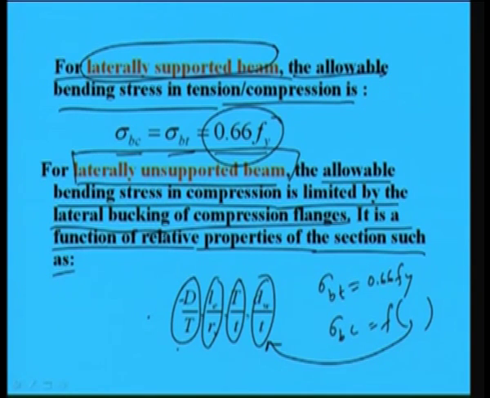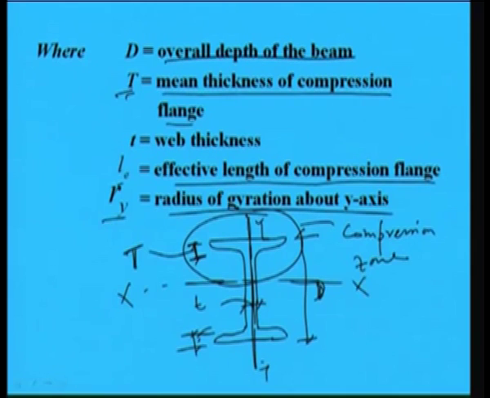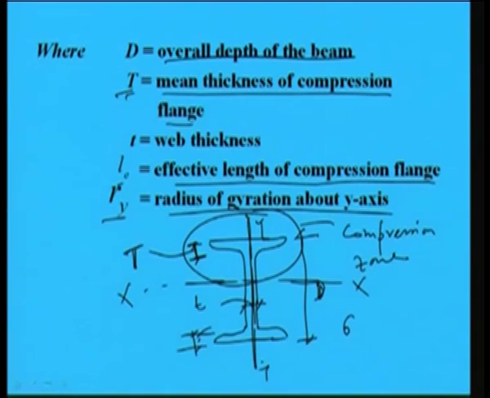So, from these parameters we can find out the value of the d by T ratio, where d is the overall depth and T is the average thickness of the compression flange, the Le by Ry ratio, this also we know, the T by t ratio and the dW by t ratio we can find out. dW will be the depth of the web. So, in this way we can find out those ratios, and from those ratios we can find out the allowable compressive stress due to bending, sigma Bc, for a laterally unsupported beam.